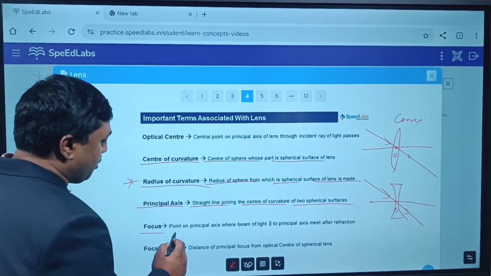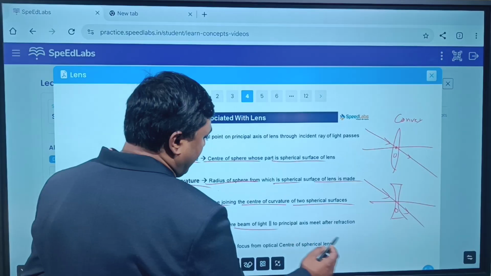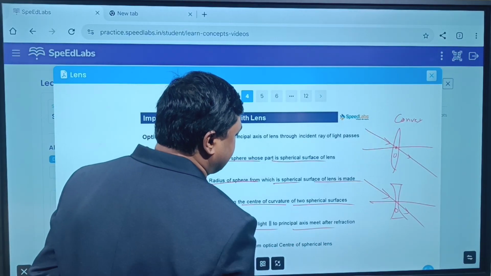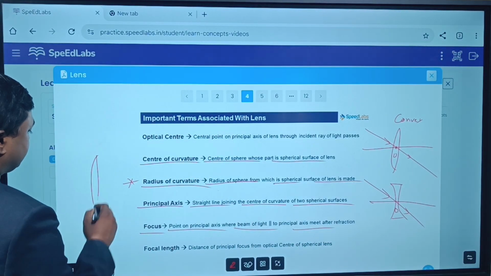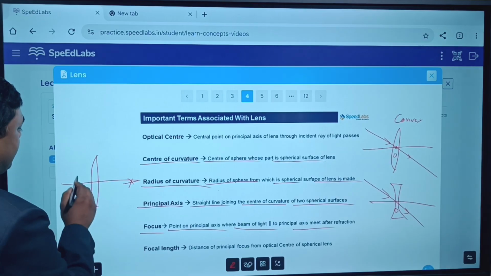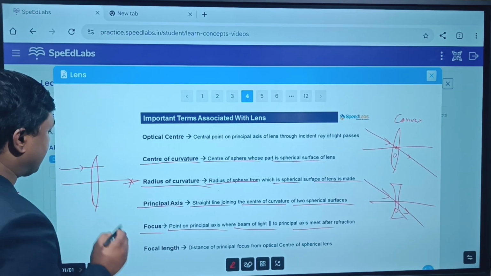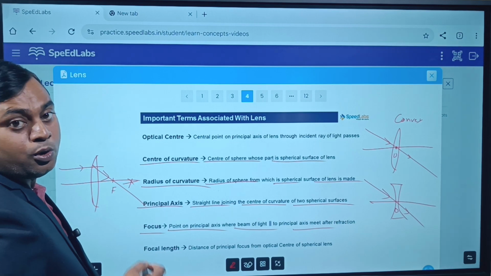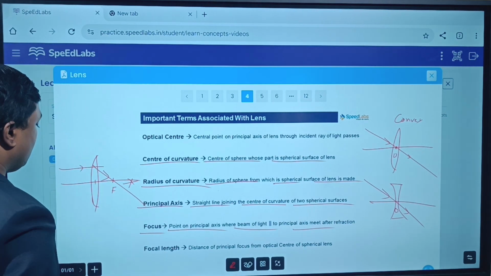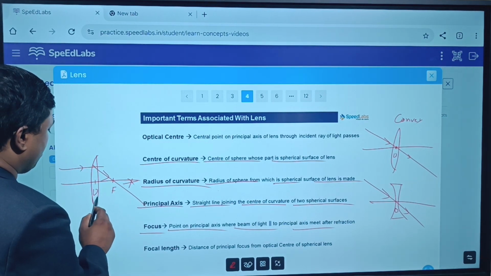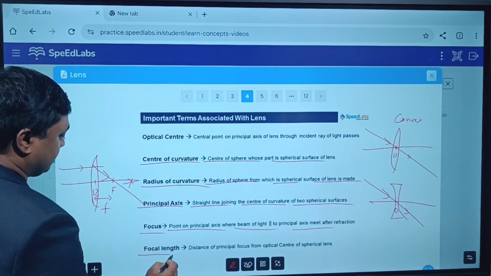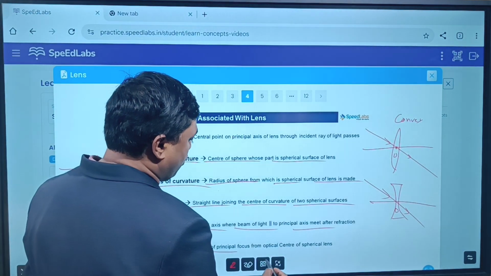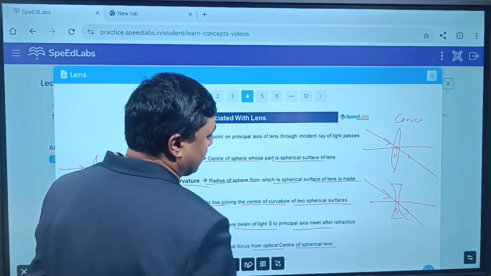Focus: the point on the principal axis where a beam of light parallel to the principal axis meets after refraction. Try to understand what happens if it is a convex lens. If a ray of light is parallel to the principal axis, after refraction it will pass through one point, that is called the focus or principal focus. And the distance from O to F is called the focal length, the distance of the principal focus from the optical center of the spherical lens.